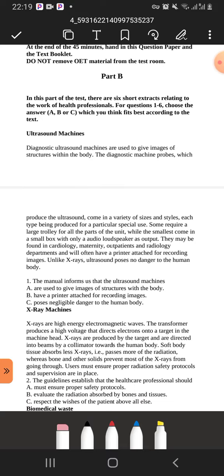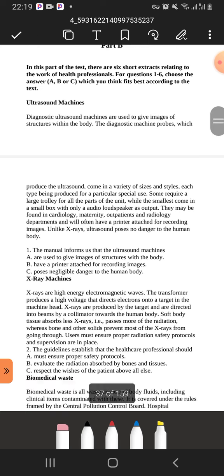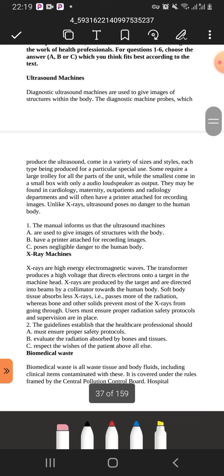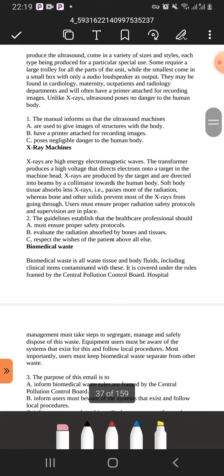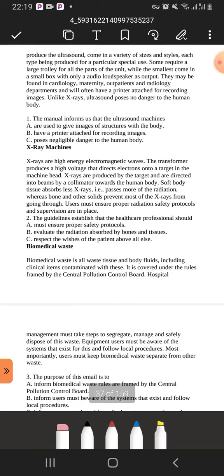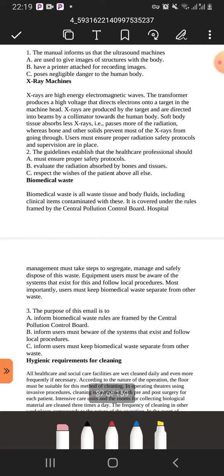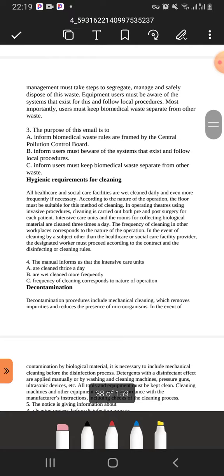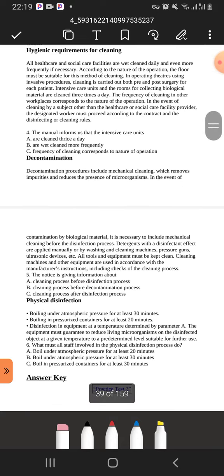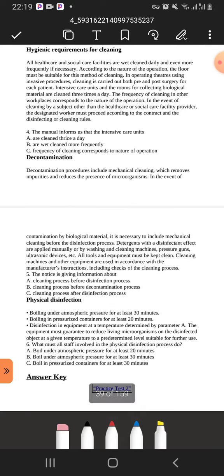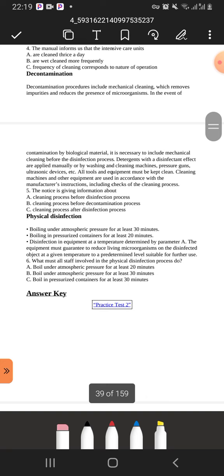Now the first one is ultrasound machines. And this one has about 9 lines, right? Then there's a follow-up question. Then the next one is X-ray machines. The third one is biomedical waste, also with a follow-up question. The fourth one is hygienic requirement for cleaning, with its own follow-up questions. The fifth one is decontamination with its follow-up questions, while the sixth one, the last one, is physical disinfection, also with its own follow-up questions.